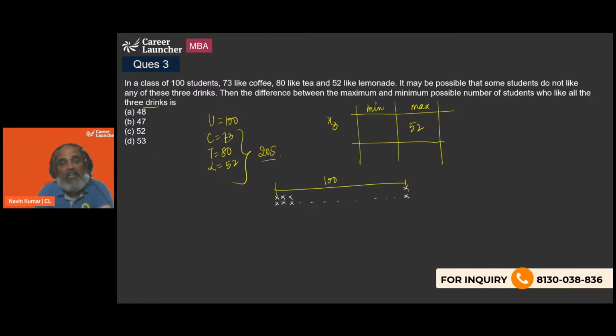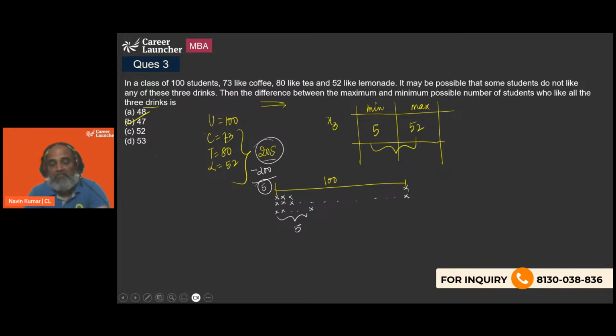Once I complete until the 100th student, I realize that out of 205, I'm done with 200 drinks. There are 100 people, I give 2 to each, so 200 get used. We are still left with 5. Now these 5 will go to some 5 people. So the minimum value here for exactly 3 or all is going to be 5. The question asked is what is the difference between them? So 5 and 52, the difference is 47.